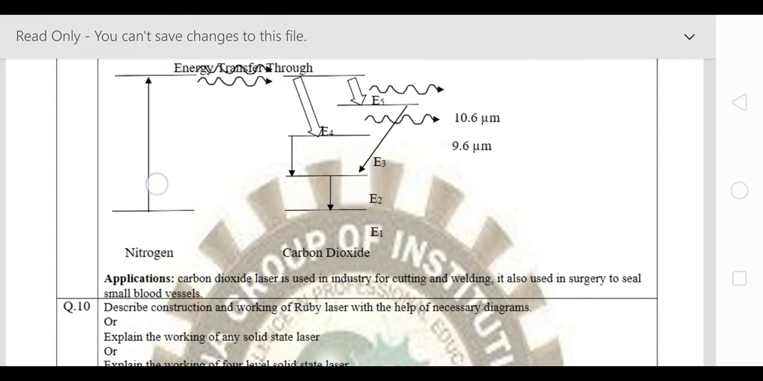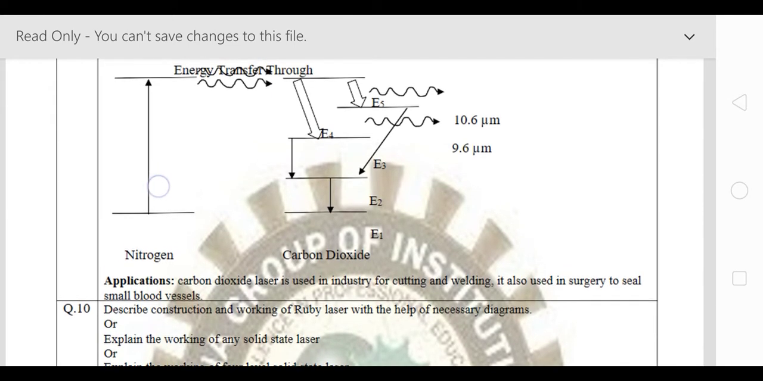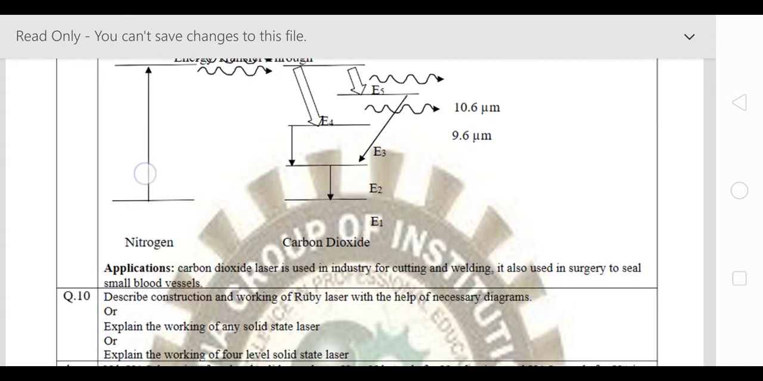The population inversion is achieved between the E5 level and the E4 and E3 levels. The transition between E5 and E4 is infrared radiation of wavelength about 10 to the power 6 micrometer, and the transition between E5 and E3 is of wavelength about 9.6 micrometer, and this transition is known as the laser transition.